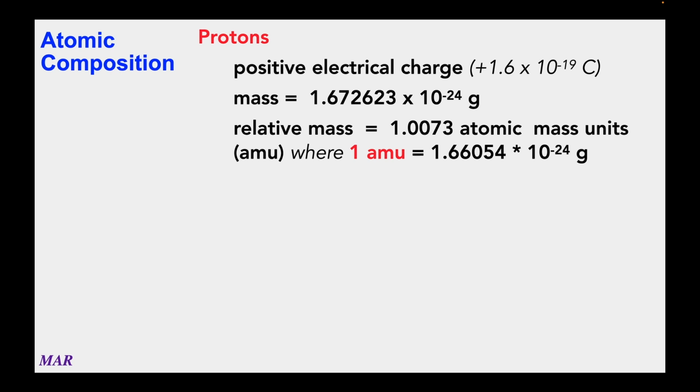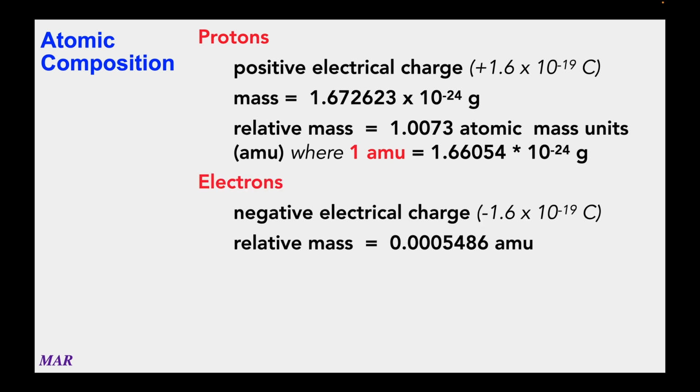Now, using a number like that is very unwieldy. So if you take that number and you divide it by the AMU, you get a relative mass of what's called 1.0073 AMUs. So the proton is just a little bit more than 1 AMU when it comes to the mass. So if you put it on an AMU scale, it would be just a little bit more than 1, and that'll be important for something coming up.